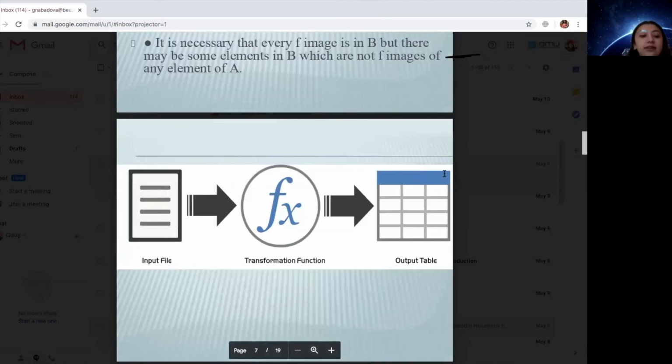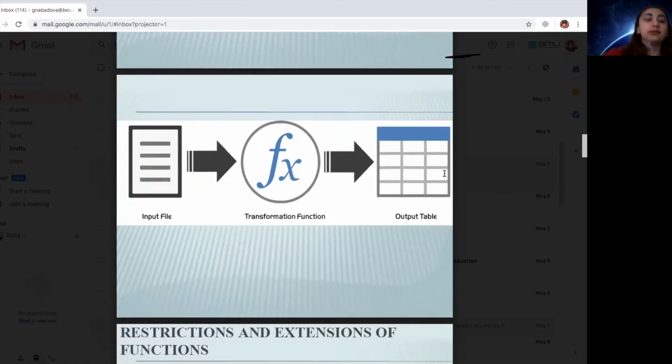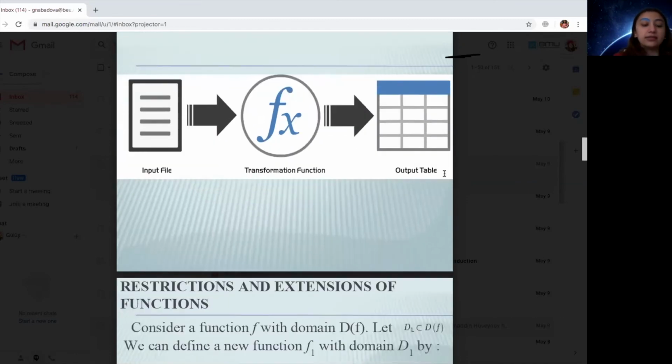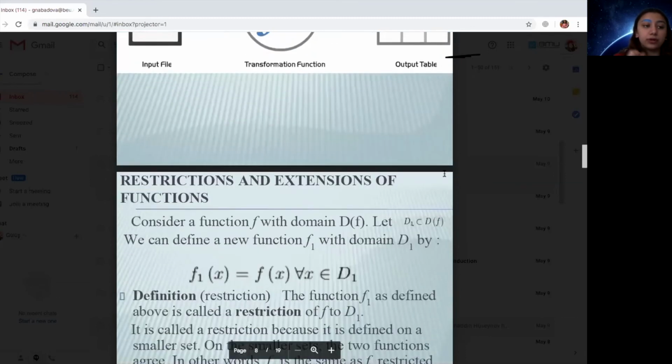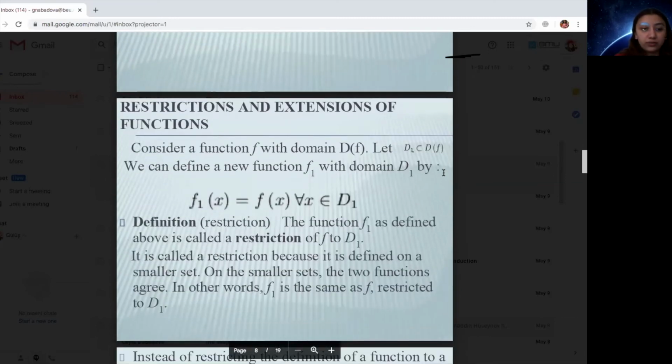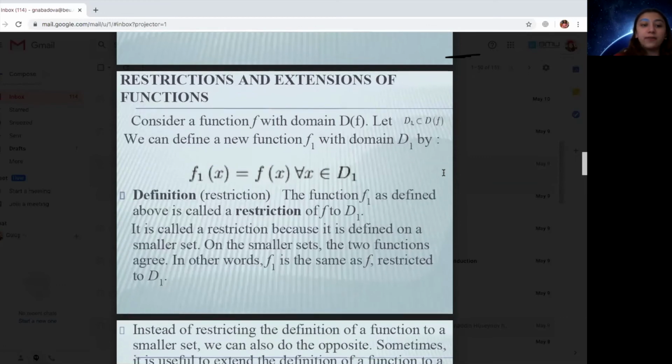Look here, for example, at what functions actually look like. It's like an input file is given and the transformation function gives us an output table. There are also possible restrictions and extensions of functions. What is a restriction? The function f1 as defined above is called the restriction of f to D1. It's called a restriction because it is defined on a smaller set. On the smaller set, the two functions agree. In other words, f1 is the same as f restricted to D1.